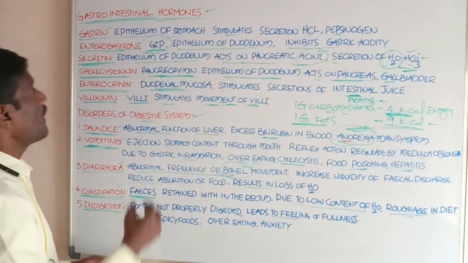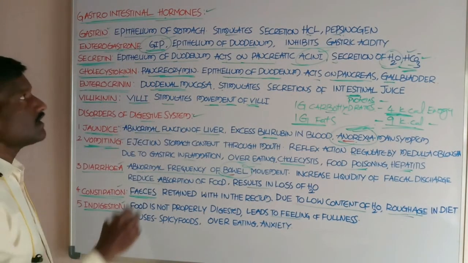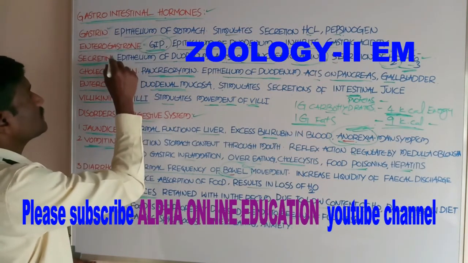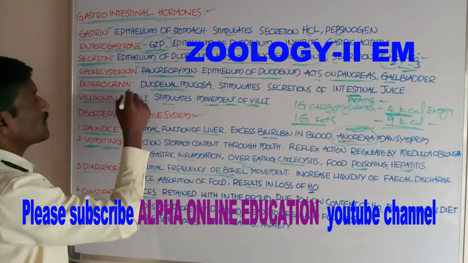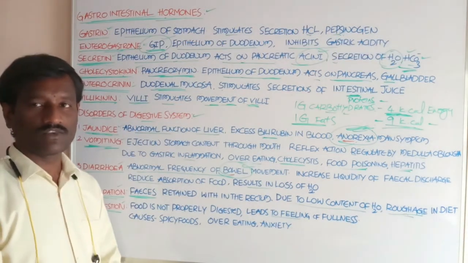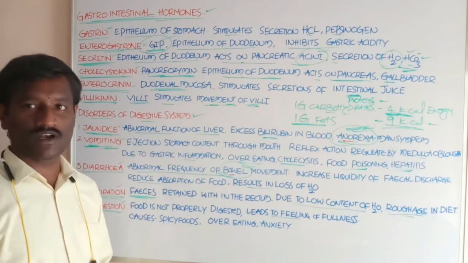Okay, students. Next, these are about the gastrointestinal hormones: gastrin, enterogastrin, secretin, cholecystokinin, enterocrinin, and villikinin. These are the hormones and their actions.